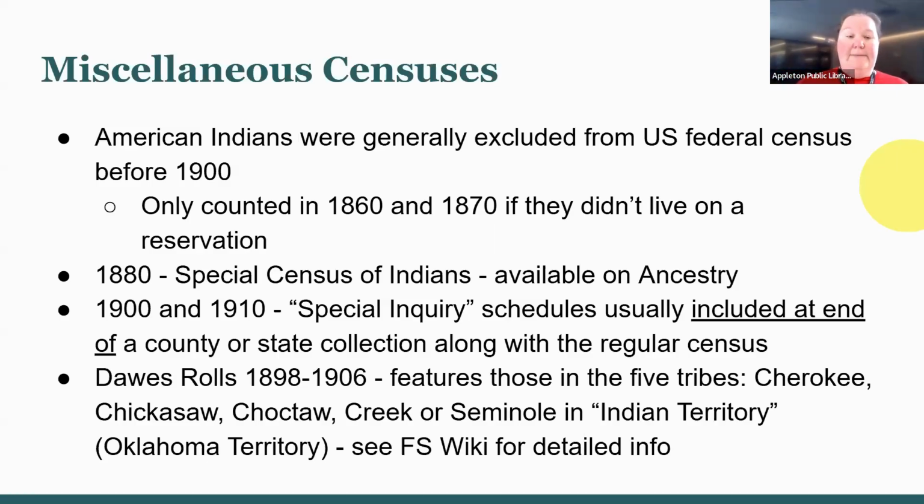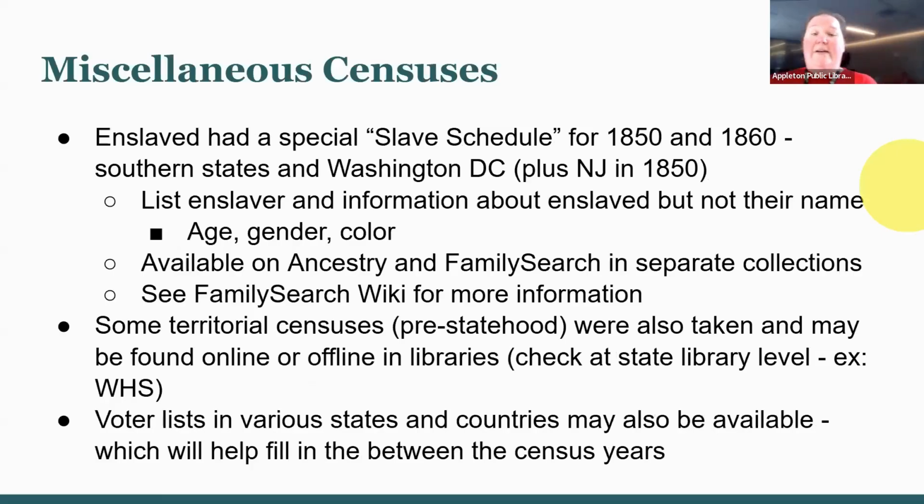You can get more details in the FamilySearch Wiki as well if your ancestor is one of these specific situations. Also, enslaved people, of course, had a special slave schedule for 1850 and 1860, which included the southern states and Washington, D.C., also New Jersey in 1850. They list the enslaver and information about the enslaved, but unfortunately not their names. So you're really getting their age, their gender, their color. Similar to our pre-1850 censuses, you're getting the tick marks, that kind of demographic information, and not necessarily names.